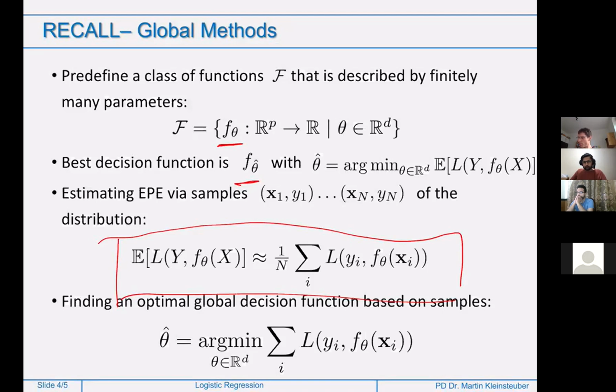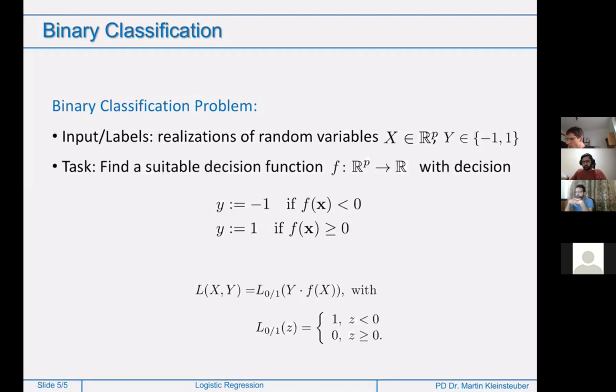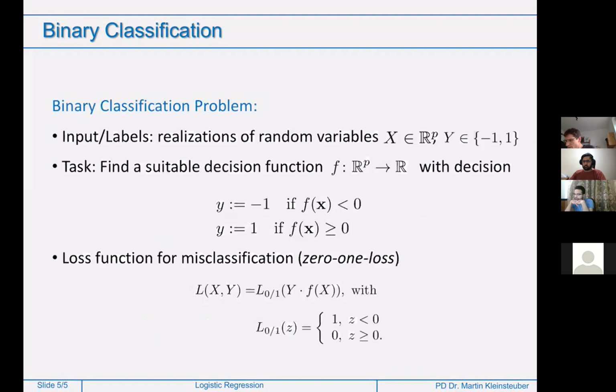Now, for the binary classification problem that we had, we have the input labels and realizations as given. The task was then to find a suitable decision function f, where we decide y is -1 if our decision function is negative, and y is +1 if our decision function is non-negative.